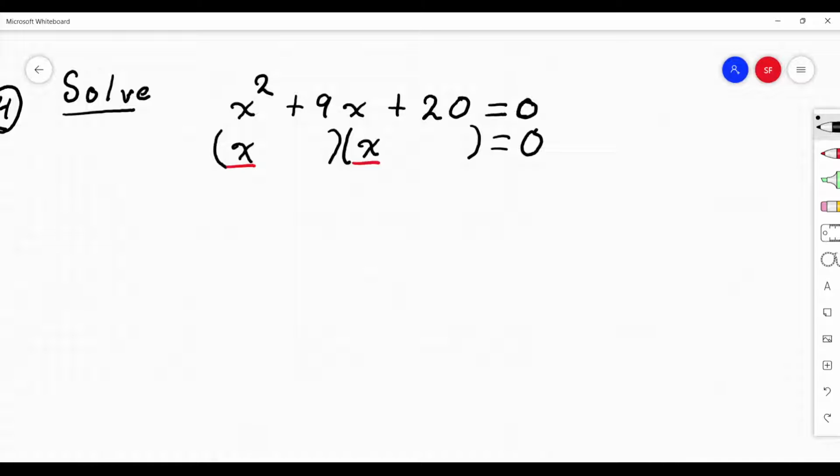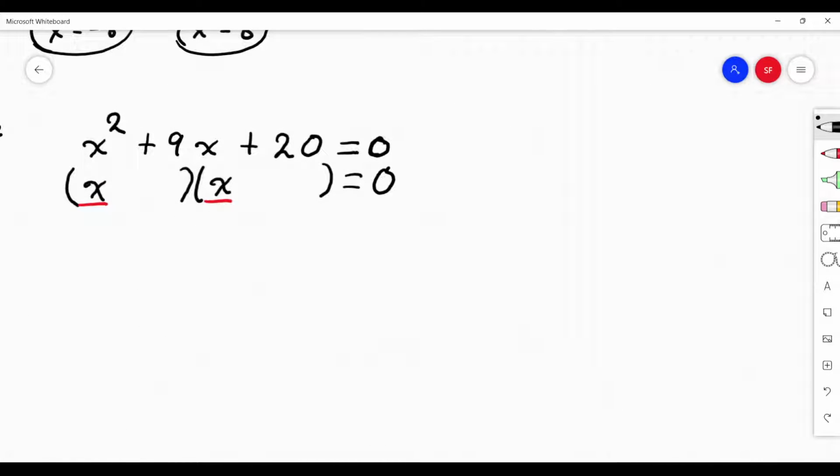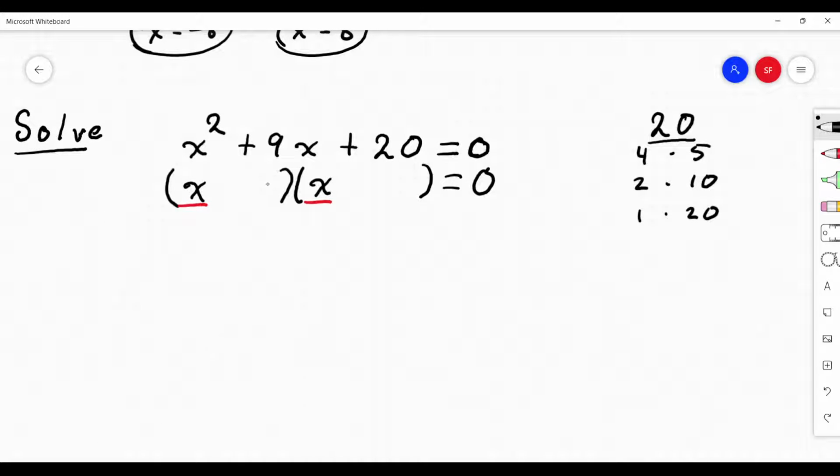I hope so. Okay. So now, the next slot, we need two things that multiply to get 20. So let's list our different factors of 20. 4 times 5, 2 times 10, 1 times 20, right? It's 4 and 5. Yes, we all know it's 4 and 5 because it adds up to 9. So we're going to put a 4 right here and a 5 right here.